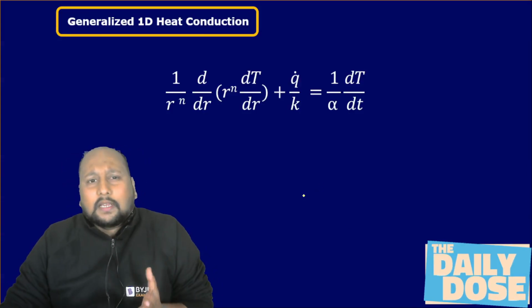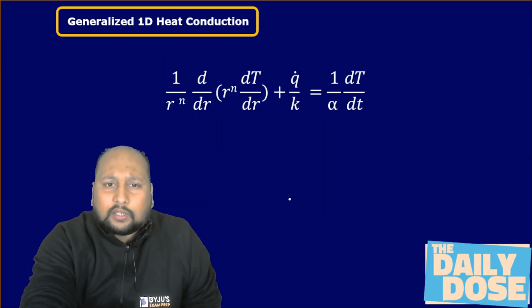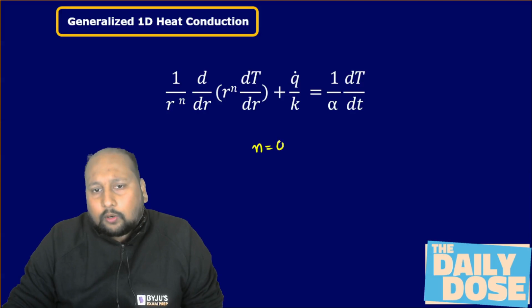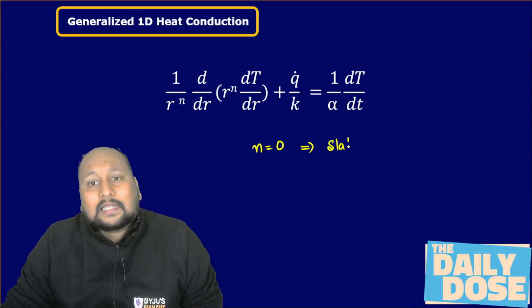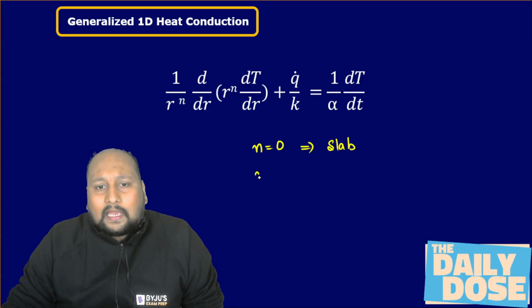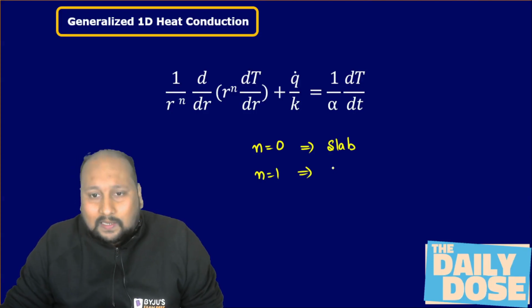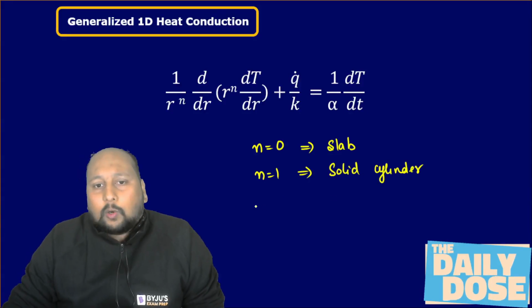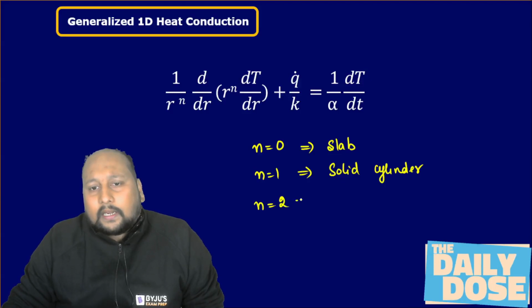So the question is, sir, how can we use this equation to get these? It's very easy. If we put n equal to 0, then you'll get a rectangular system, or we can say the slab. If you put n equal to 1, then you'll get the formulation for the solid cylinder. And if you put n equal to 2, then you'll get the formulation for the solid sphere.